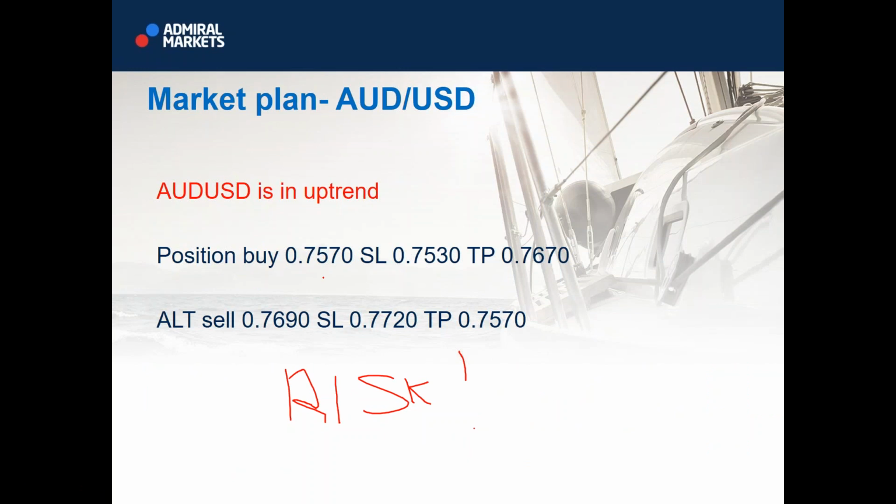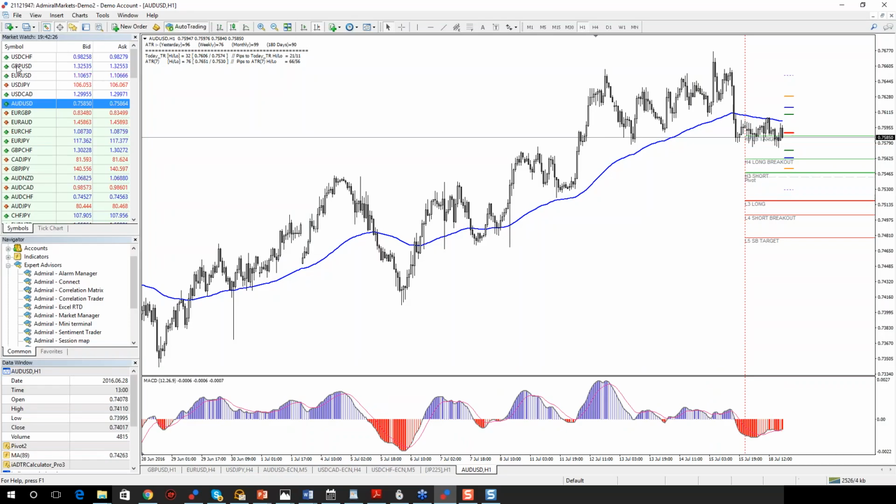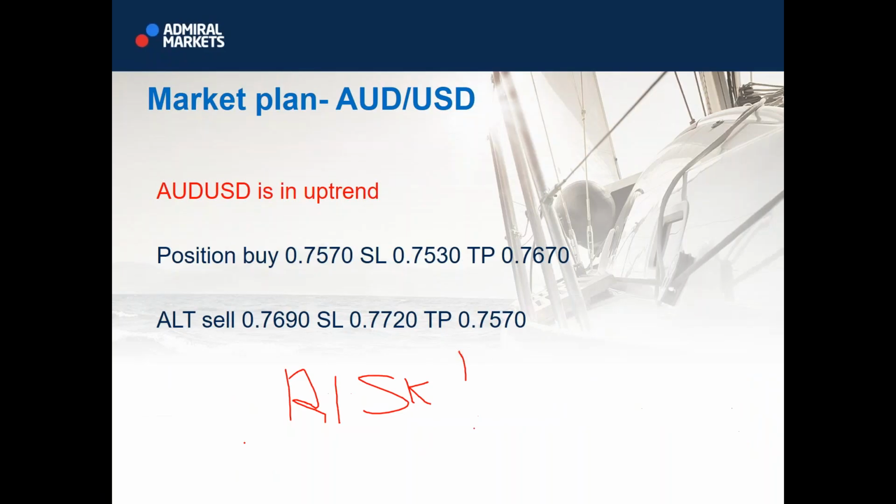75.70. See? And now it looks like it's being rejected at this point. So yeah, this could be a trade setup now on the Australian dollar.